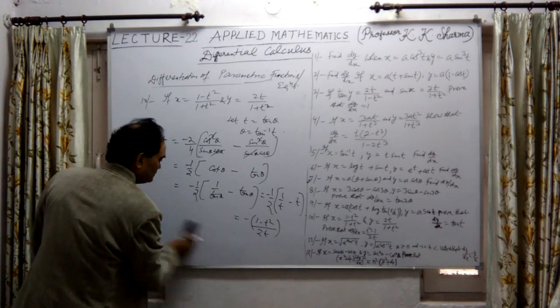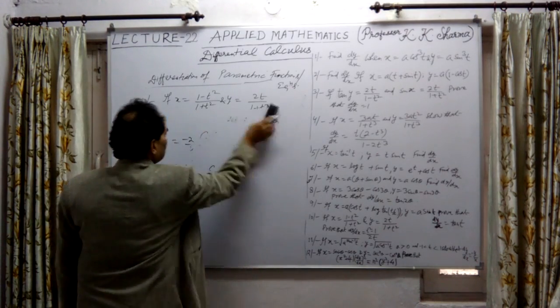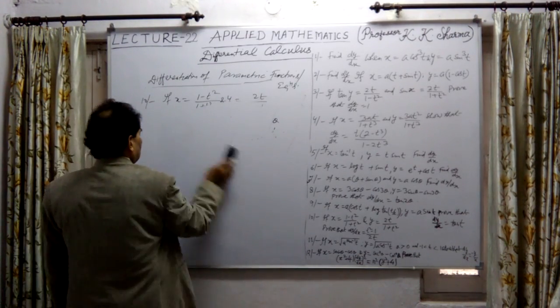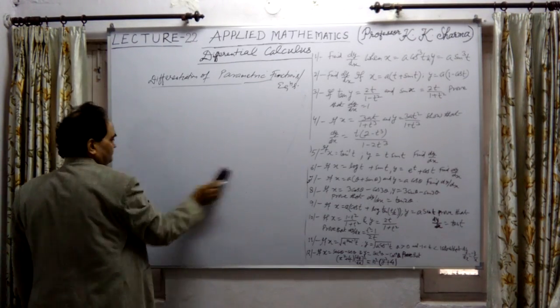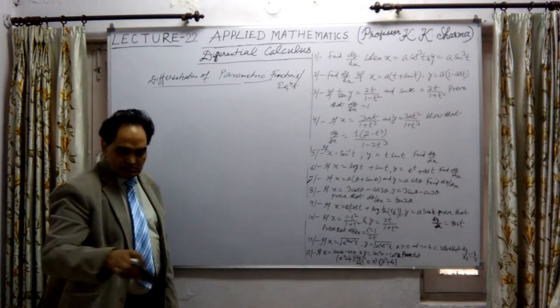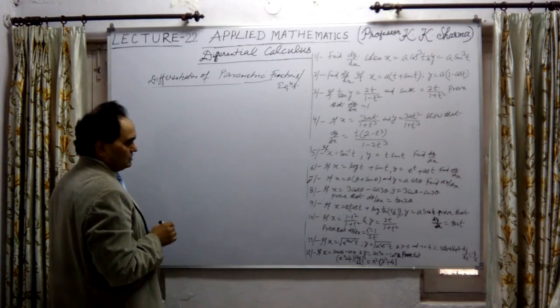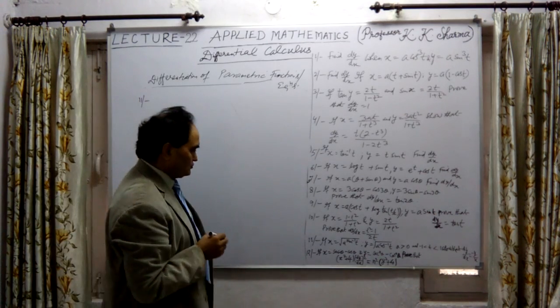So anyway, we could directly differentiate it with respect to t. There was no misconception. It could also be obtained by the direct method, or assume in terms of theta, as we have assumed here. Now 11th question and 12th question, let me solve them also.